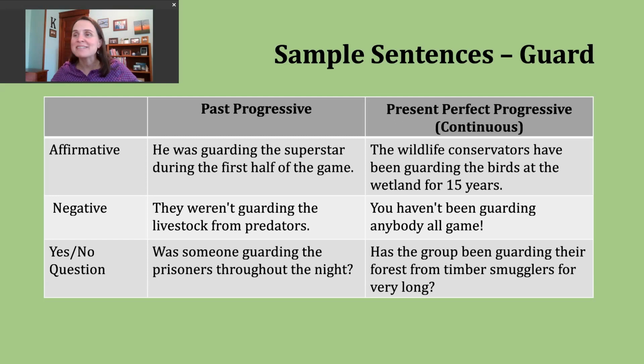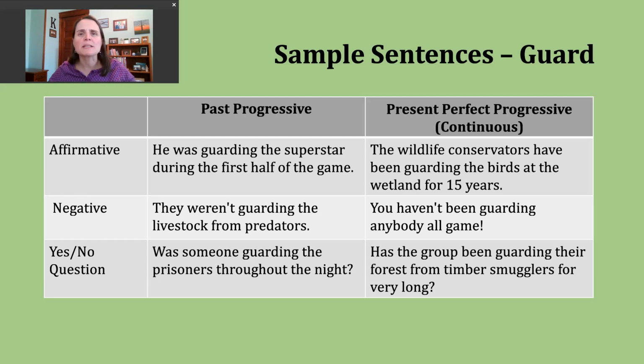Many teachers, textbooks, and even other YouTube videos will use the word continuous. So you might hear these verb tenses called the past continuous or the present perfect continuous. That's just fine. It means exactly the same thing. I'll tell you why I use progressive in just a moment. But for now, let's talk about why we have the past progressive verb tense.